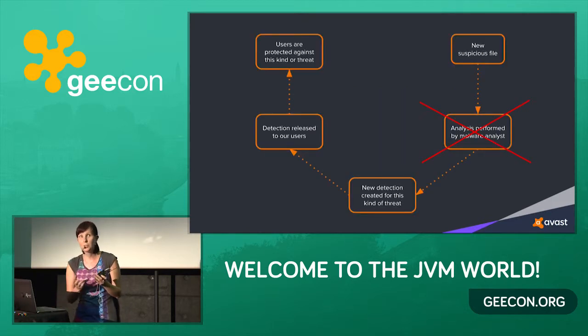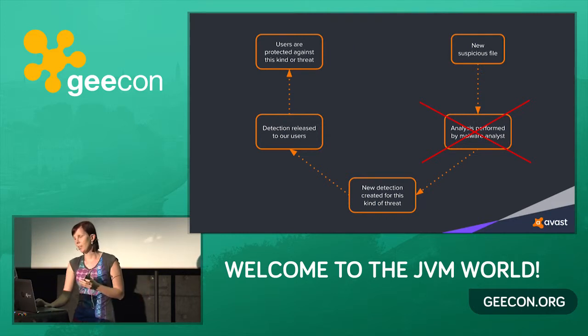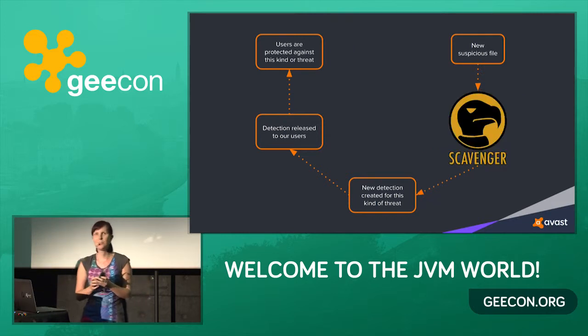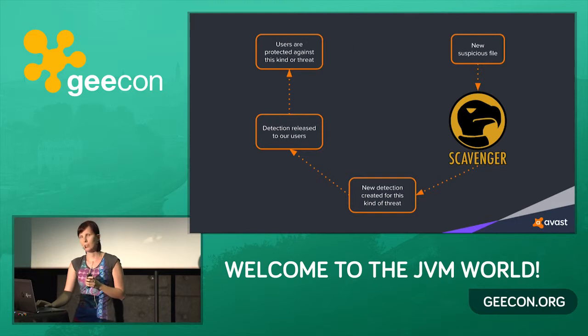So many years ago, we realized that this model just doesn't scale. What we did is that we automated everything that can be automated. And that's a project called Scavenger. That's a project that our team has been working on for many, many years, and it creates most of the detections.